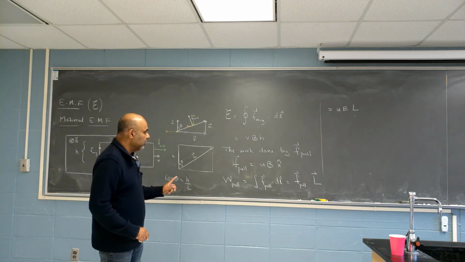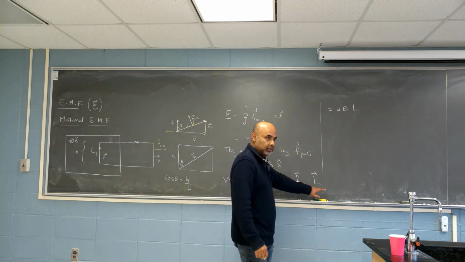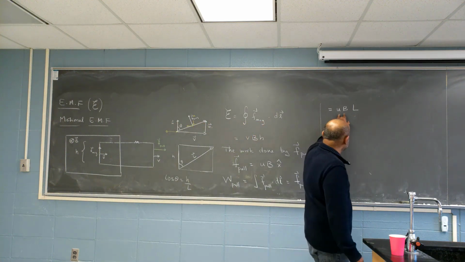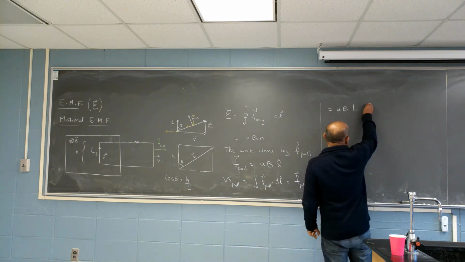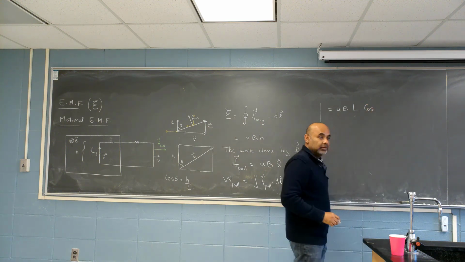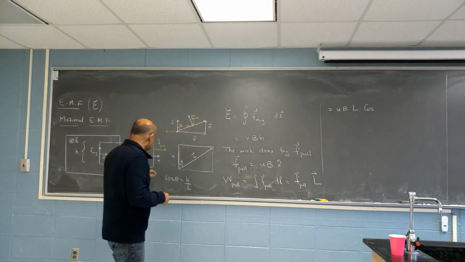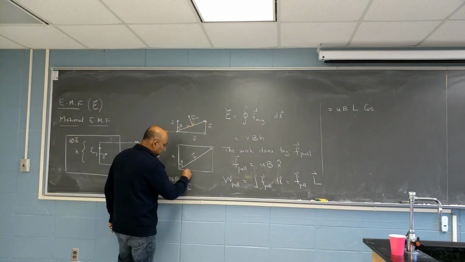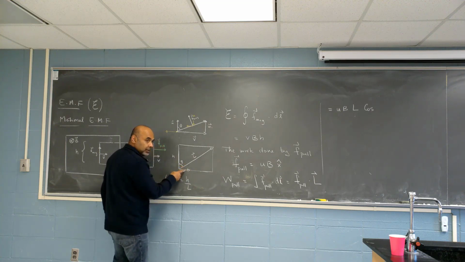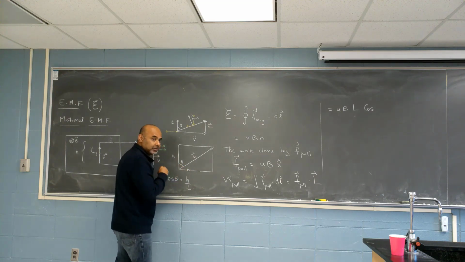Not UBL, it is F dot L. F times L times cosine of what? The angle, but this is a weird angle. This is the angle that's given to you. This is F pull. So what's the angle? 90 minus theta.